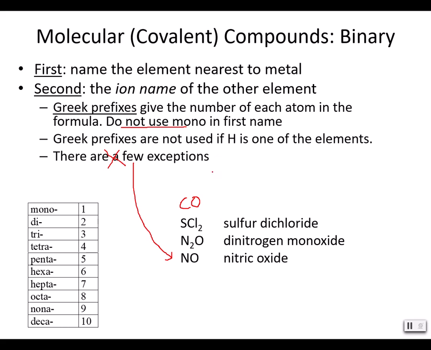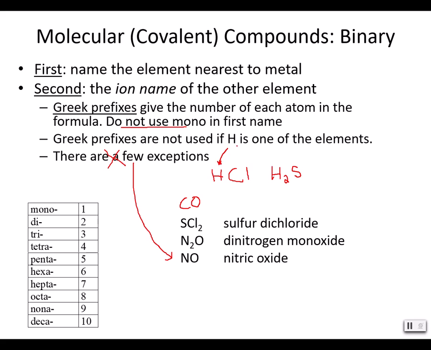So for example, if I was to give you the molecule HCl, you would look at that species and say, oh, well, hydrogen and chlorine, that is a molecular covalent compound. They're both nonmetals. It's binary. I just have two types of elements. So I name this by just saying hydrogen chloride. If I had H2S, that would not be dihydrogen sulfide, but just hydrogen sulfide. So Greek prefixes are not used if you have H as one of the elements.